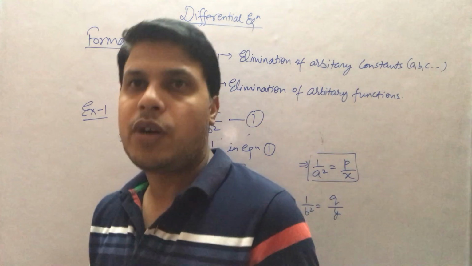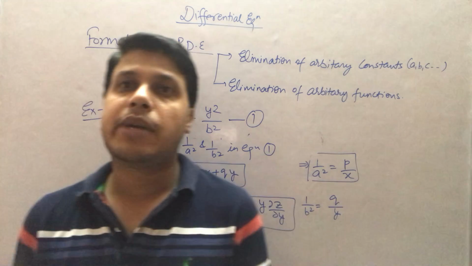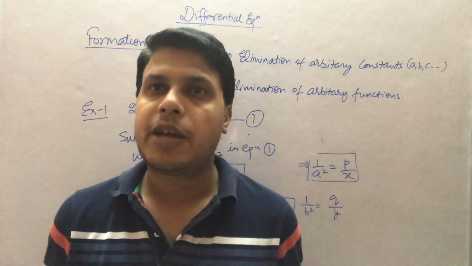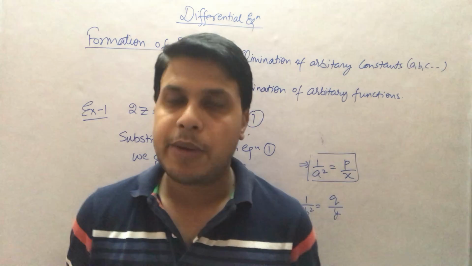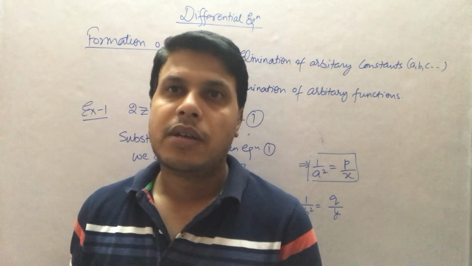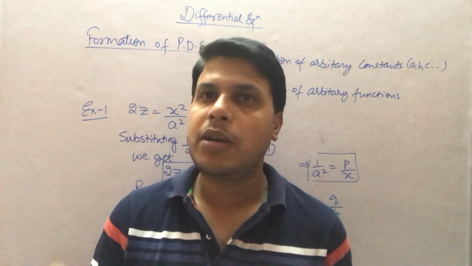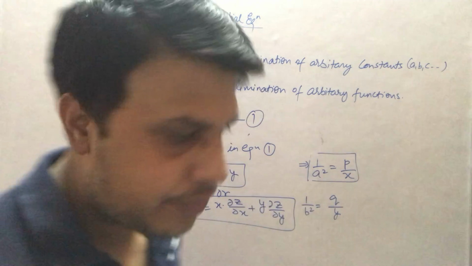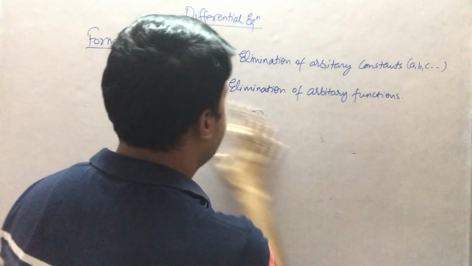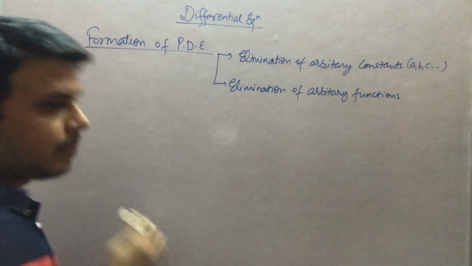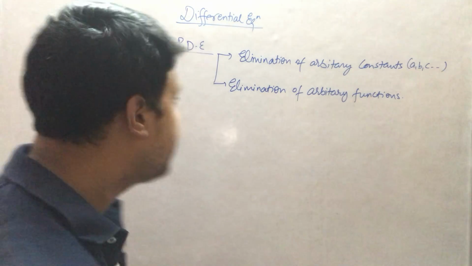Then how we can form the partial differential equation by the elimination of an arbitrary constant. I am going to take another example in which I have an arbitrary function, and we are going to eliminate that arbitrary function to form the partial differential equation. So there is another example.